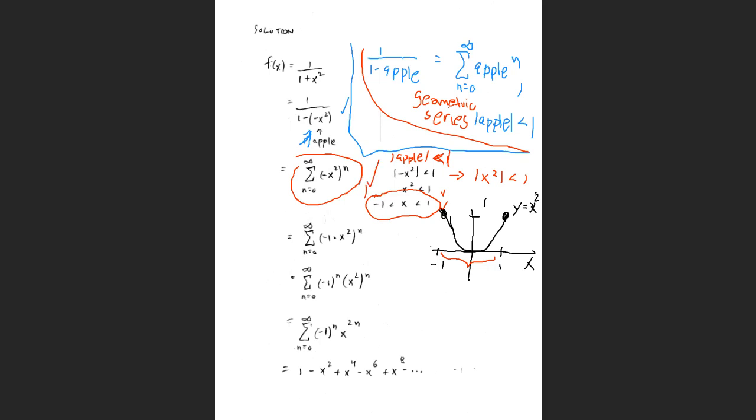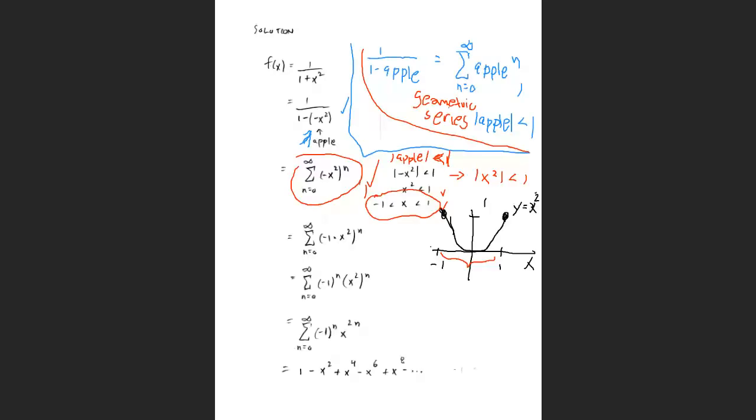This is good. We're going to want to write this power series in a nicer format. The negative x squared, I'm going to write as negative 1 times x squared, raised to the nth power. That gives me a series where my term inside is negative 1 to the nth power times x squared to the nth power. Well, x squared raised to the nth power gives me x to the 2nth power. And so now the series is in a very nice format.